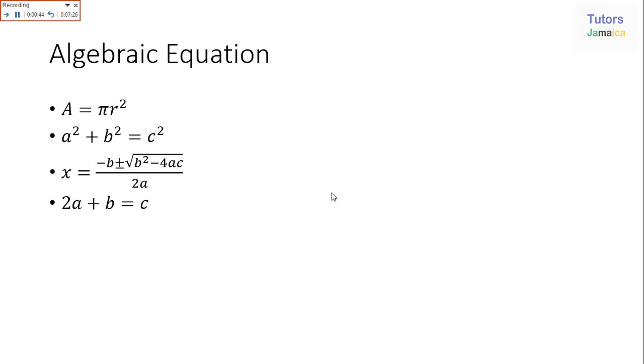2a plus b equals c. That is also something that we can solve. P equals 2l plus 2w, and maybe you recognize this. This is the formula for finding the perimeter of a rectangle.